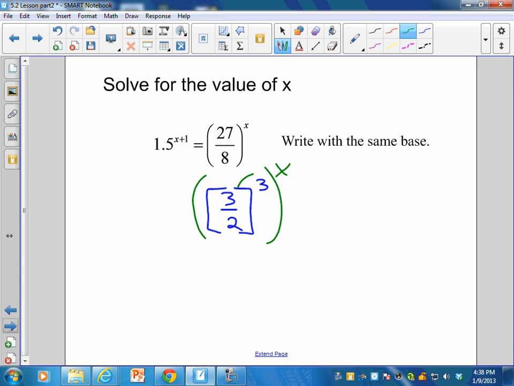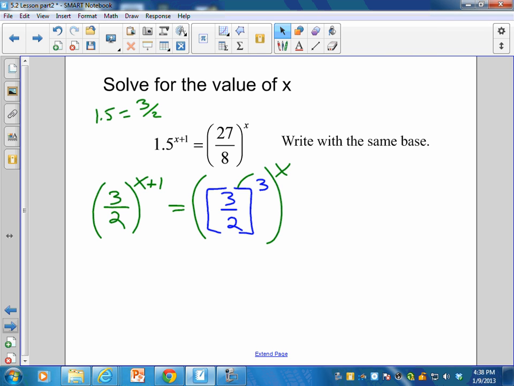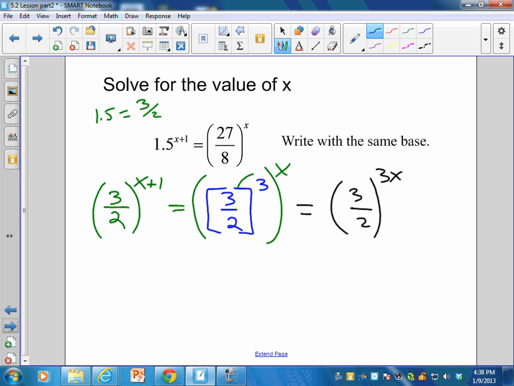What about the 1.5? Well, 1.5 is just the decimal equivalent of 3/2. So I can rewrite that as equal to 3/2 raised to the x plus 1 power. So working my algebra, my exponent magic on this side, this equals 3/2 to the 3x power.